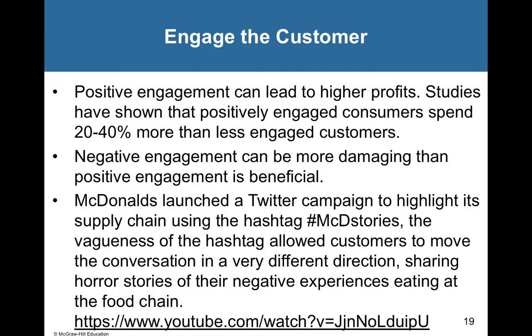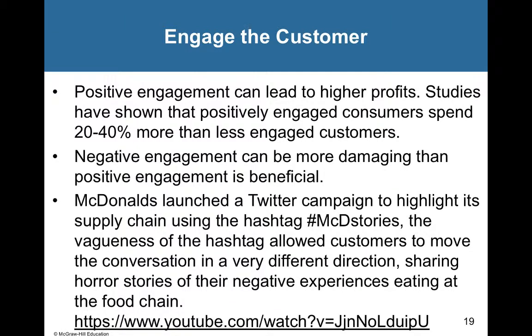Okay, now negative engagement can actually be more detrimental, more damaging than positive engagement can be beneficial. And I have a really funny story for you here about McDonald's that will kind of help illustrate that idea for you, that negative engagement can be more damaging than positive engagement can be beneficial. So McDonald's launched this Twitter campaign a while ago, where they wanted to highlight some positive aspects of their supply chain using the hashtag McD Stories. Okay, so they were trying to aim for that positive engagement.